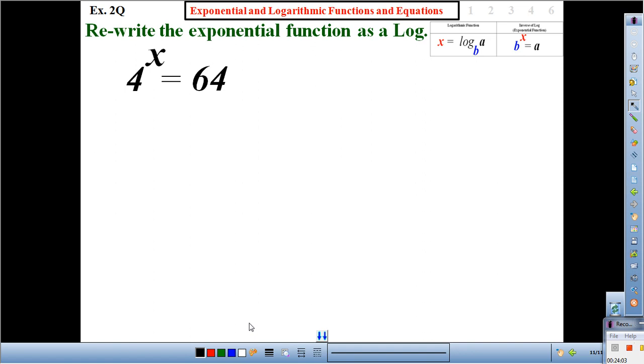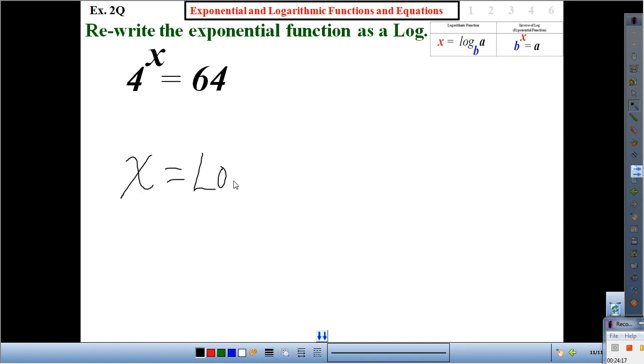I'm going to continue now without the colors. I'm just going to continue with black. First of all, what stays on this side? Very good, the exponent. Okay. And then we write what? Log. And what is our base? Base is 4. And what is the given number? 64.